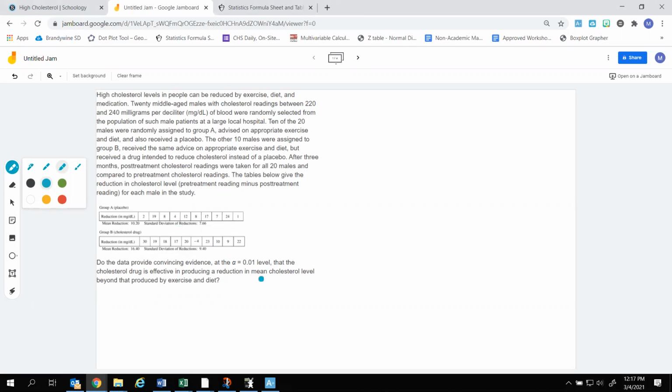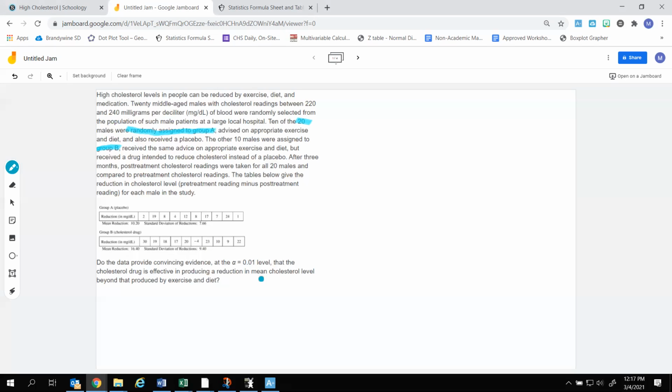We have a random selection of 20 males. They took 10 and randomly assigned them to group A, and then they took the other 10 and I guess they were randomly assigned to group B as well. After 3 months, post-treatment cholesterol. One thing about random assignment is that now that we have random assignment to two separate groups, this is actually an experiment. So with this, we can claim cause and effect, and we're going to take that into consideration when we're writing our conclusion statements.